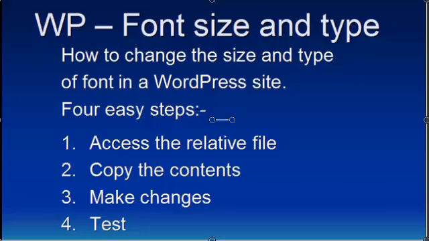This video is about how to change the font size and type and even the color in a WordPress theme. It changes it across all the pages and posts. So let's get started. First thing we're going to do is access the file that we need to change. We're going to copy the contents for safety, save that, and then we're going to make changes back in WordPress again and then test it.